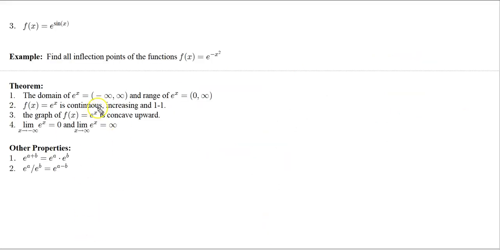Now let's take a look at these two properties. e to the x is continuous, increasing, and one-to-one. Well, let's take a look at continuity and increasing. Notice that if we take the derivative of e to the x, that is just e to the x. And thinking back to the graph of e to the x, it always lies above the x-axis, so this is always positive for all x. And it exists.